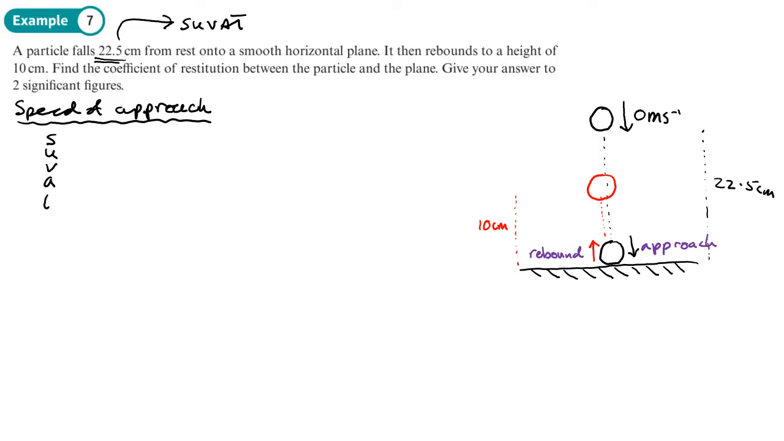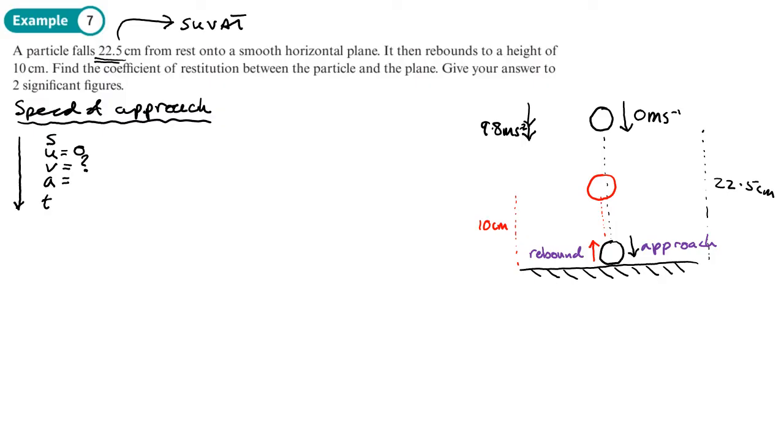Now in SUVA, that is V. That's what I'm trying to find. V is the speed of approach. U is 0 because it was released from rest. Oh, and I'm taking downwards as positive here. And I need to also consider gravity, 9.8 meters per second squared.